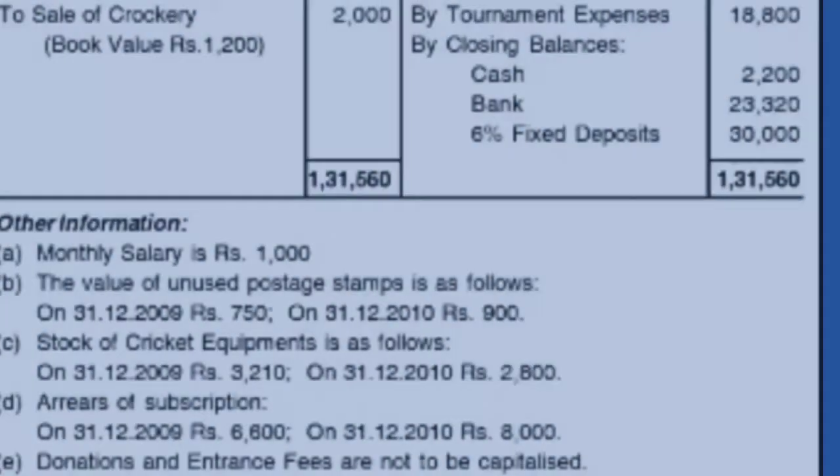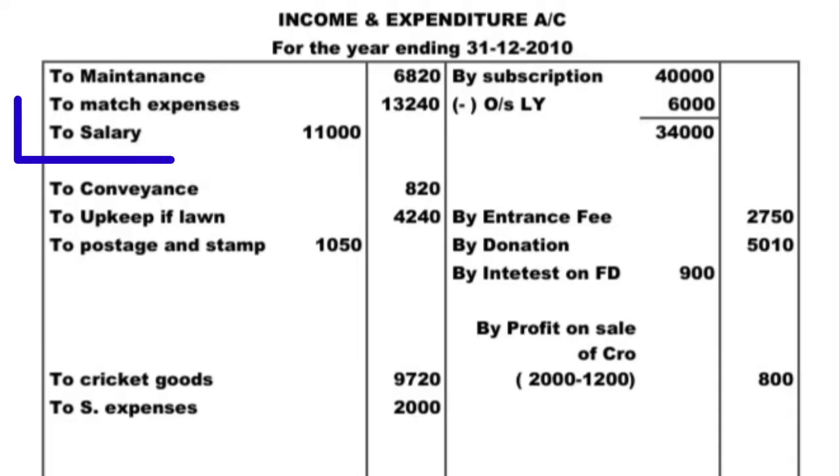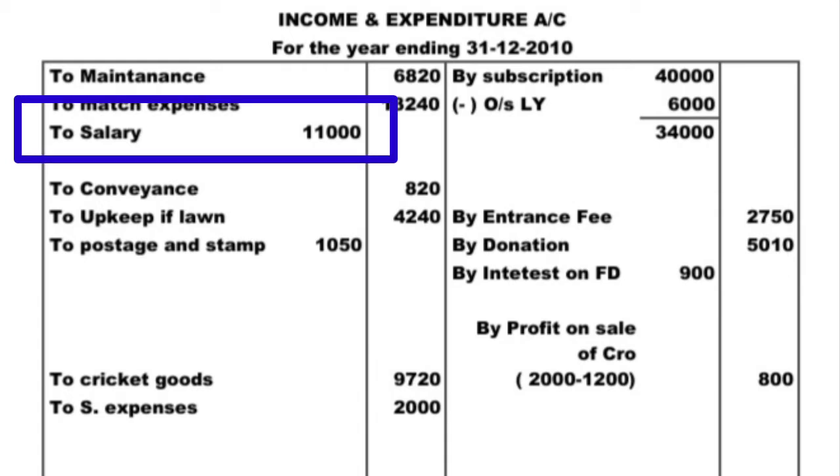Now we can start to read the additional information. First point, monthly salary rupees 1,000. Per month 1,000. That means the total salary due is 1,000 into 12, which is 12,000. But how much did we pay? We paid only 11,000, right? The actual salary amount is 12,000, but we paid only 11,000.